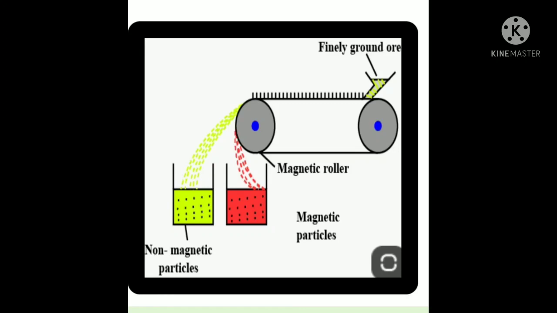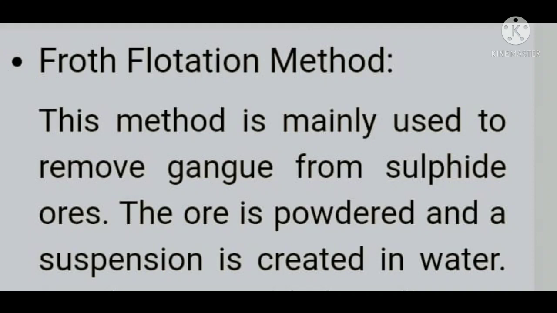The next one is the froth flotation technique. What is froth? You know, isn't it? Froth means foam. While washing clothes using detergent, you can see the froth formation there, isn't it? With the bubbles, it forms like a foam. So that is the froth. And this froth flotation technique is mainly employed for the separation of sulfide ores.